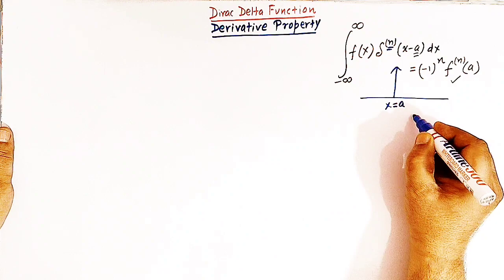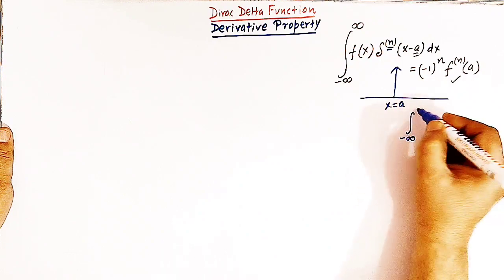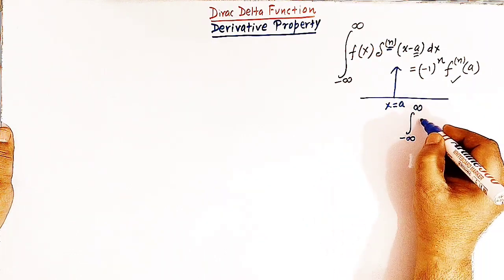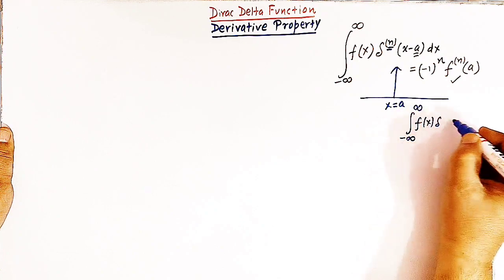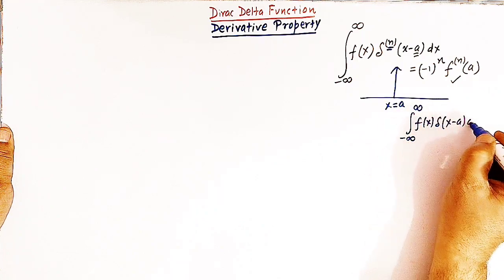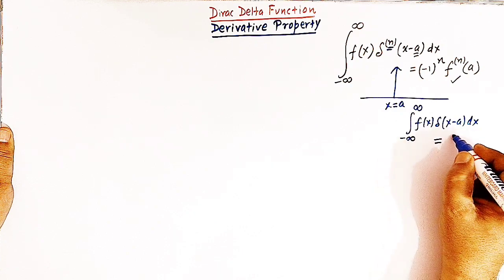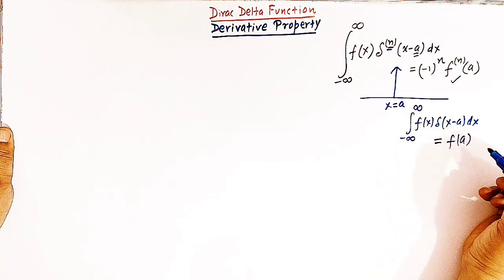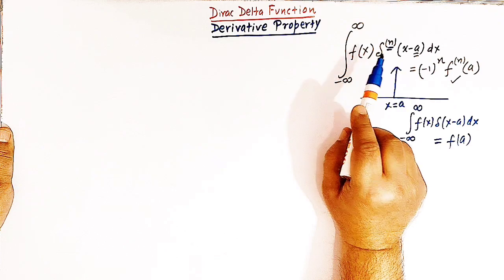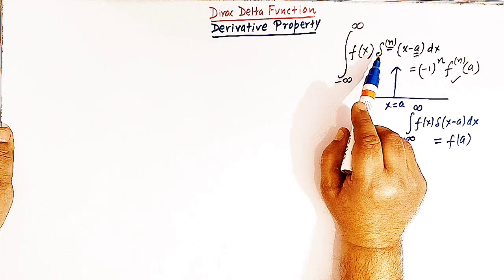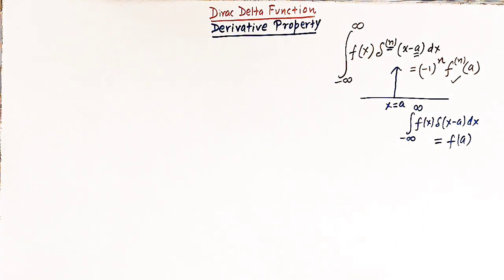So we can also write this integral, that is minus infinity to infinity f of x delta of x minus a dx is equal to f of a, right? So now based on this derivative property, let us solve two important problems.